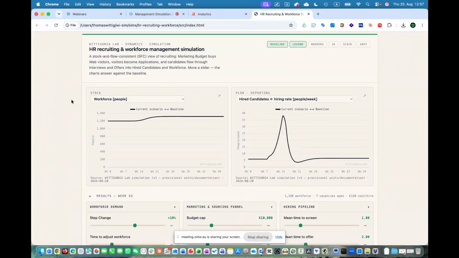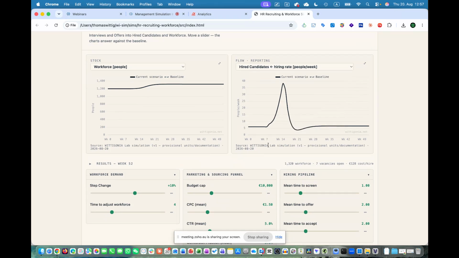It looks like this. Same numbers, same views, but in an interactive, let's say, digital twin format. Here we have our baseline. We see how the current scenario is unfolding, the hiring rate in people per week, which is feeding the hired candidates. That's shooting up, and then of course we take the foot off the pedal when we have enough people, and that's changing over time.